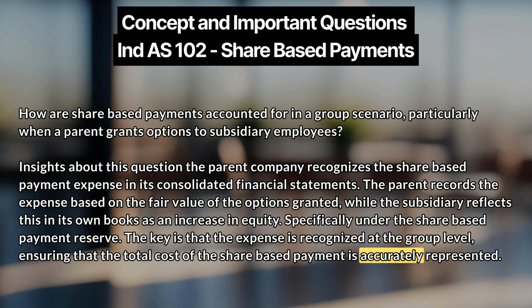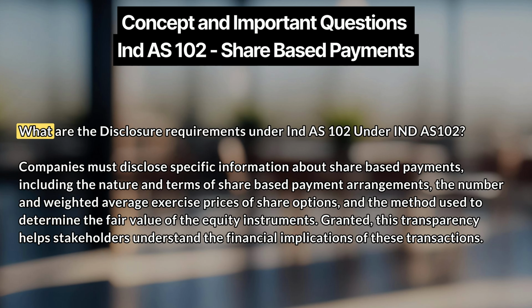Let's dive into a crucial topic that often arises in interviews. What are the disclosure requirements under Ind AS 102? Under Ind AS 102, companies must disclose specific information about share-based payments, including the nature and terms of share-based payment arrangements, the number and weighted average exercise prices of share options, and the method used to determine the fair value of the equity instruments granted. This transparency helps stakeholders understand the financial implications of these transactions.